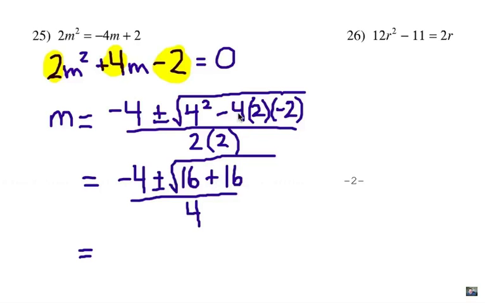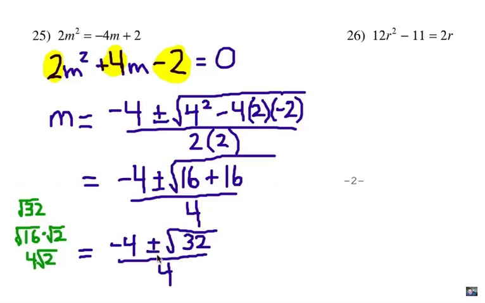Inside the radical I have 16 plus 16 because of the negative sign there and there being multiplied. So simplify it further. Negative 4 plus or minus the square root of 32 over 4. And notice how we have to simplify radical 32.